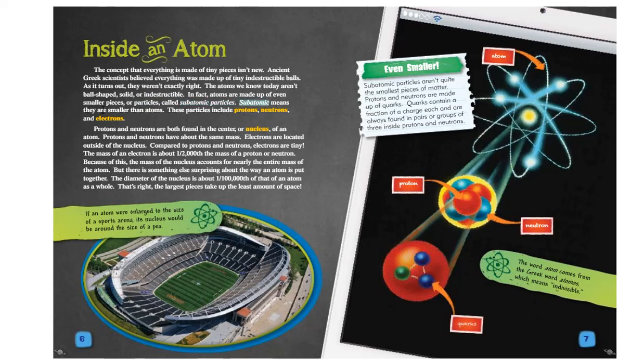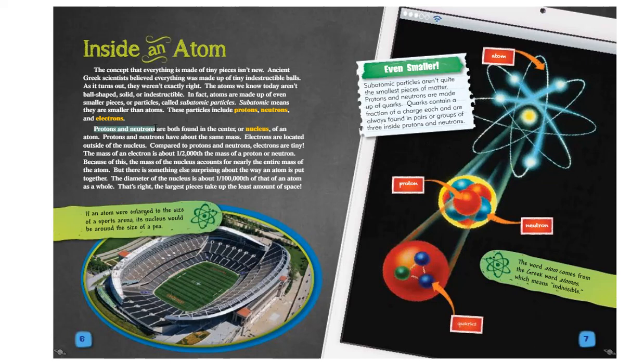Subatomic means that they are even smaller than atoms. And these three subatomic particles are going to be important to remember, folks, so pay close attention. These particles include protons, neutrons, and electrons. Protons, neutrons, and electrons. All atoms themselves are made up of these three types of smaller particles that we call subatomic particles. Let's take a look at what each one is.